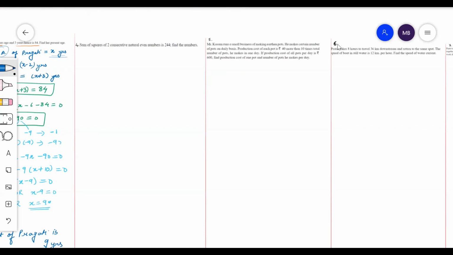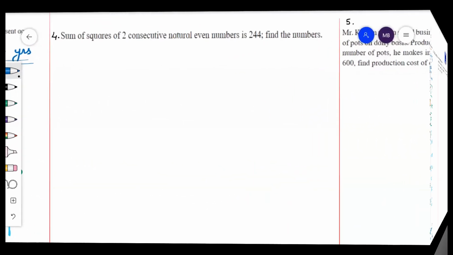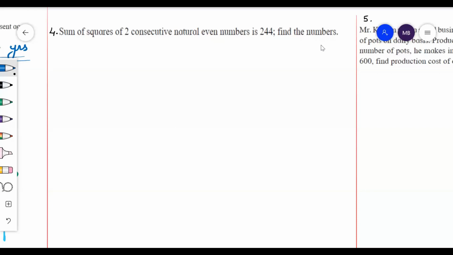Let's see now. Okay, so let's start with our question number 4. It says sum of squares of two consecutive natural even numbers is 244. Find the numbers. Now when we read the question, just pick out the keywords. Now there are consecutive numbers, then there are even numbers and sum of their squares. Okay, now there are even numbers. Obviously there are two numbers, so let the consecutive even numbers be X and X plus 2.